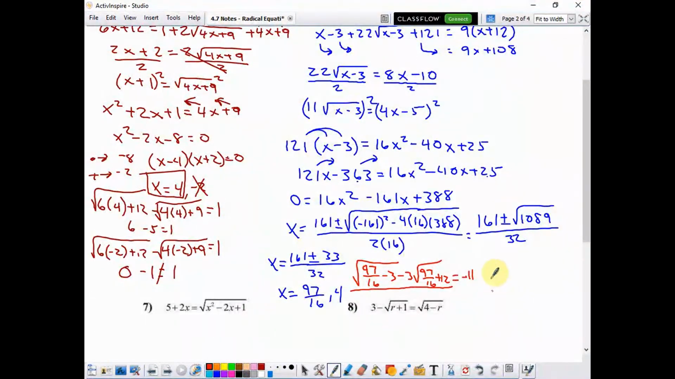And then I do the same with 4. And if I type this into my calculator, it does give me negative 11, so 4 also checks out. So both solutions are valid.